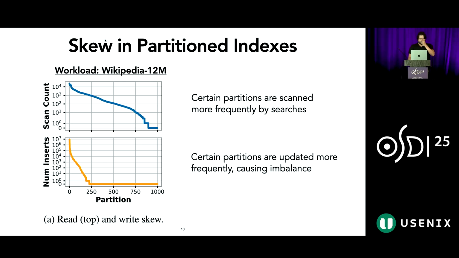In this figure on the left, we see the skew present in a workload we derived from Wikipedia. The top shows the access frequencies by search queries of partitions, where there are 1,000 partitions in this index. The bottom shows the write skew, the amount of inserts to the partitions in this index. We can see that certain partitions are searched more often than others, meaning that these partitions dominate search performance. And in terms of inserts, the skew is quite severe, with some partitions getting hundreds of thousands or millions of inserts, causing extreme imbalance.